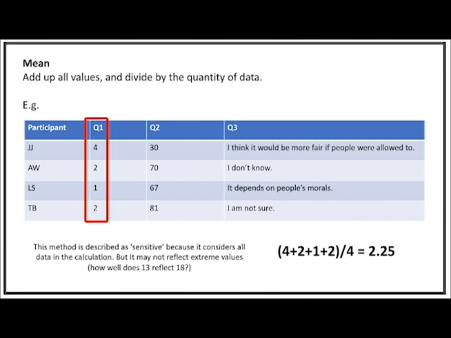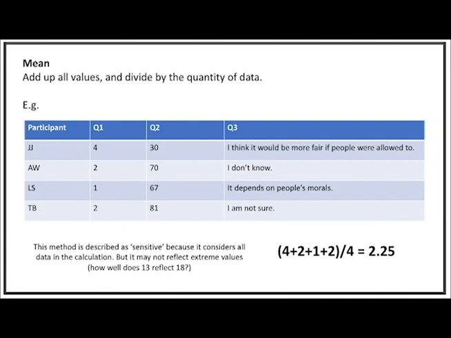Here, where question 1 asks participants to rank something on a scale of 1 to 5, we might want to find the mean ranking. To do this, we would add together the responses, giving us 9. Then divide this by the number of results, giving a mean average ranking of 2.25. The mean average is the most sensitive average as it considers all results.